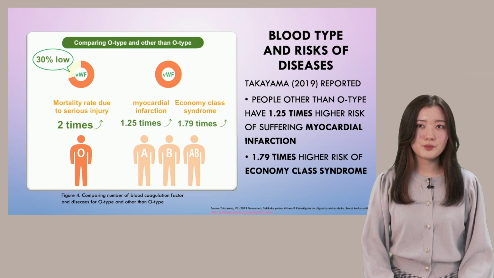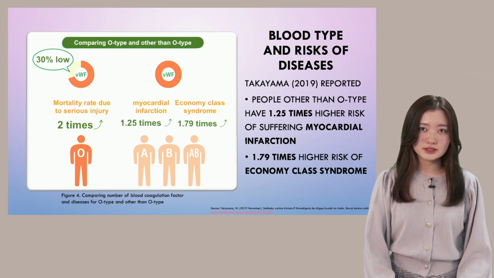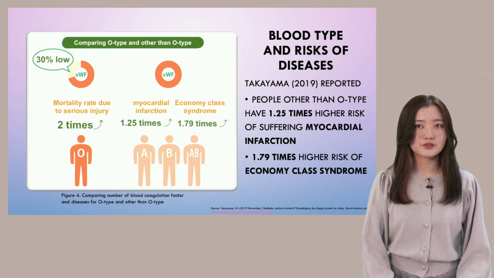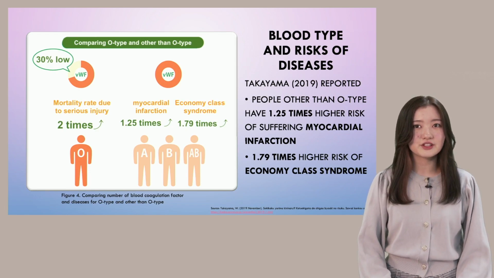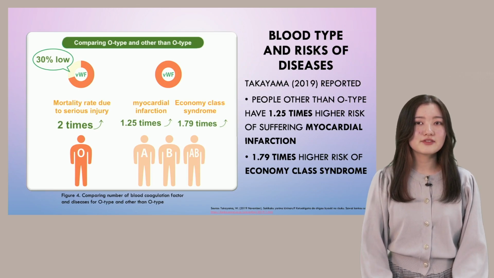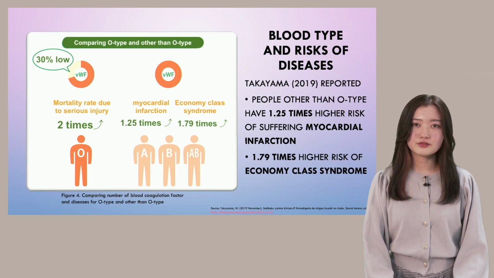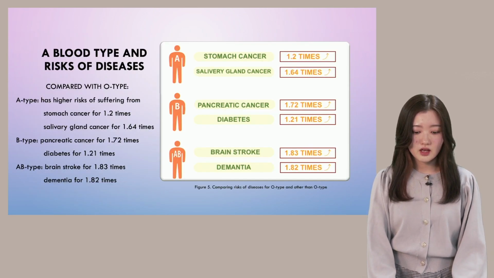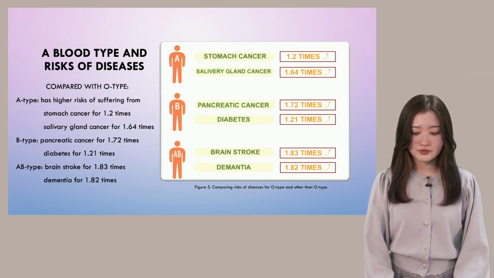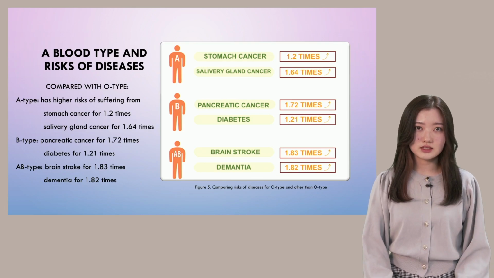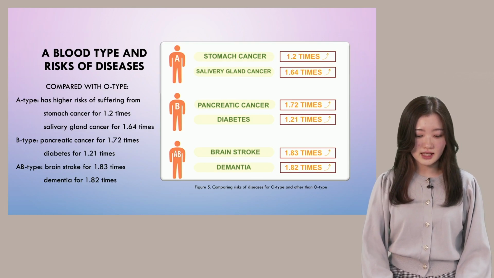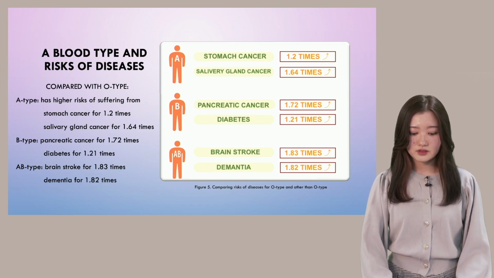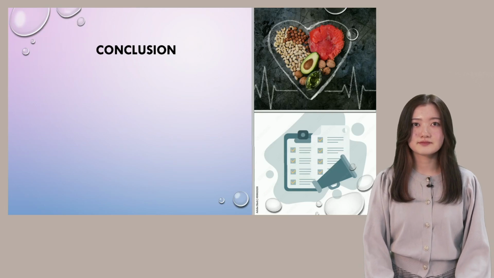Also, it has been reported that people other than O-type have 1.25 times higher risk of suffering from myocardial infarction and 1.79 times higher risk of developing economy class syndrome. In addition, not only the diseases I showed on the last slide, but other diseases are known to be related to some blood types.